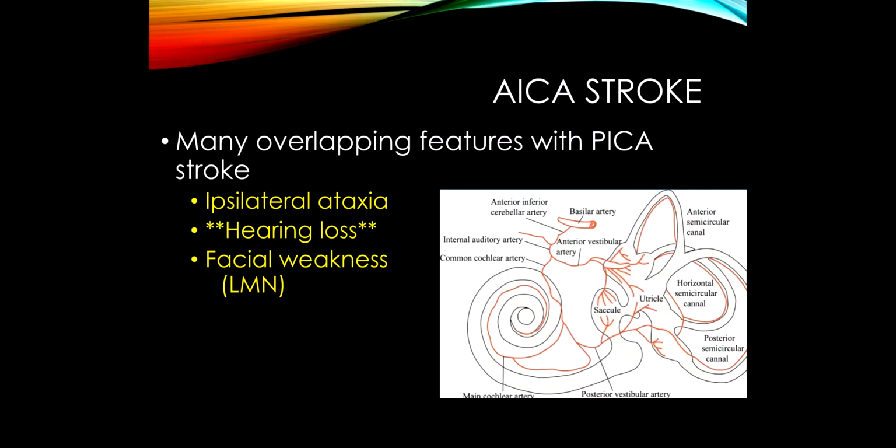Now here's something that we haven't talked about before. The next branch that supplies the cerebellum is the anterior inferior cerebellar artery. And this can look a lot like lateral medullary syndrome with some important differences. So we also have ipsilateral ataxia. Okay, but this is really the only stroke syndrome where you get hearing loss.